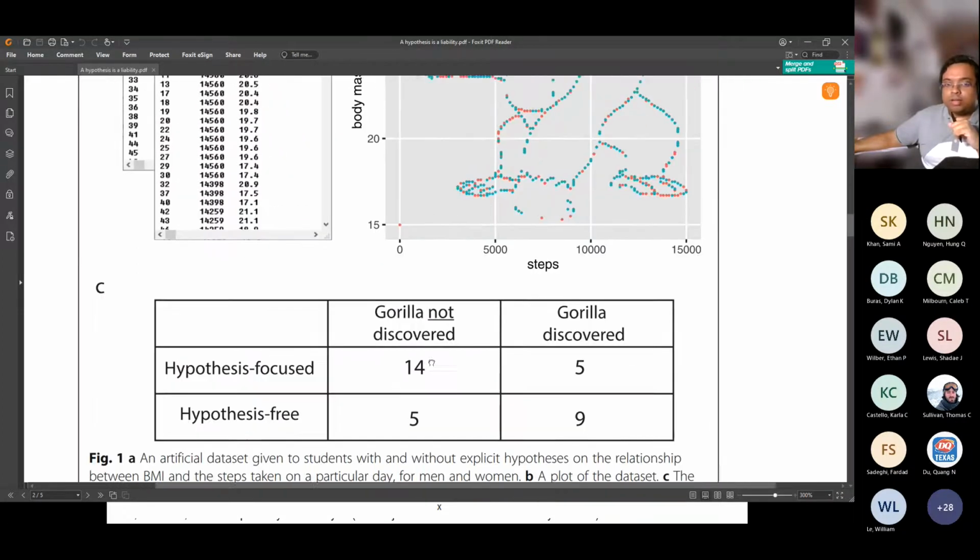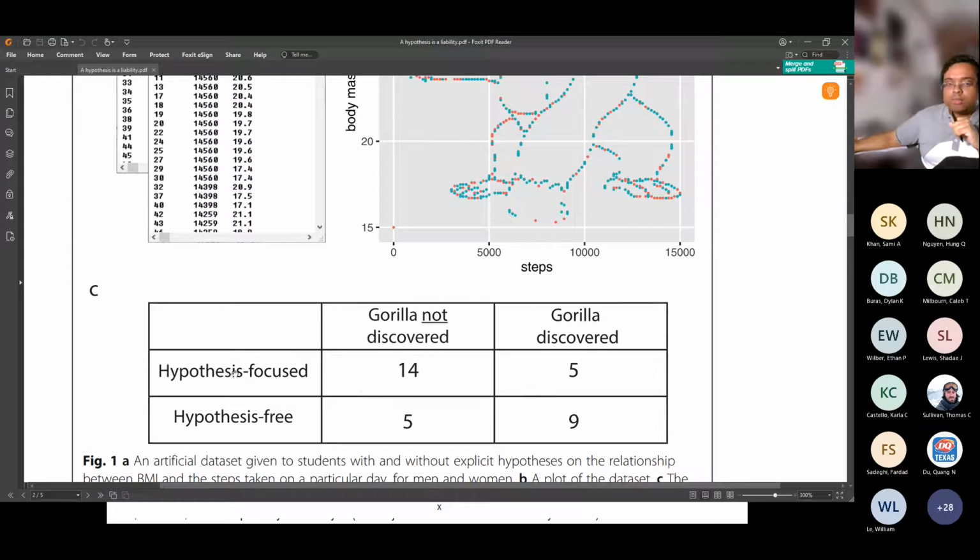As you can see here, the people who were focused on whatever hypothesis they were trying to figure out from the data were far more likely to not see that the data actually didn't make any sense, that there's a gorilla hiding in the data. So you need to be careful about things like this, right?